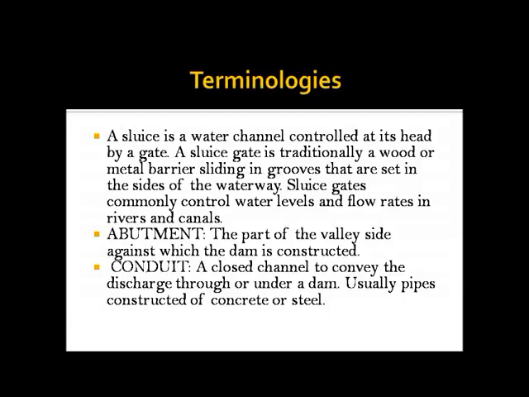Here are some terminologies which you'll come across during the course of the video. At least the sluice especially is something you'll come across. The sluice or the sluice gate is used to control the water levels in the rivers or canals. It's also used to control the head of the dam, that is the level of water in the dam. So that's the sluice. Then you have the abutment. You can see the definition here, the part of the valley against which the dam is constructed. That's the abutment.